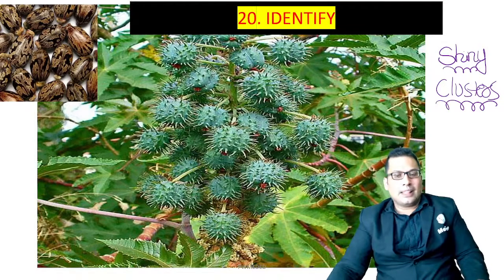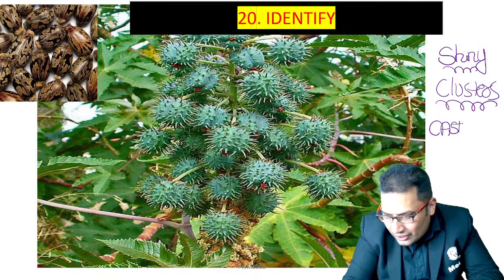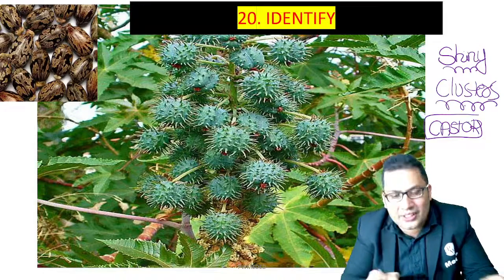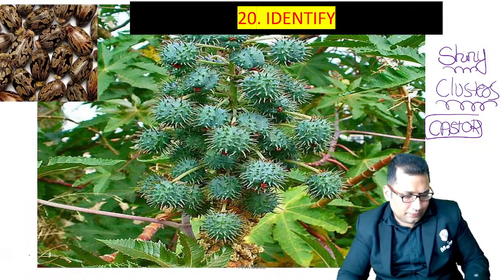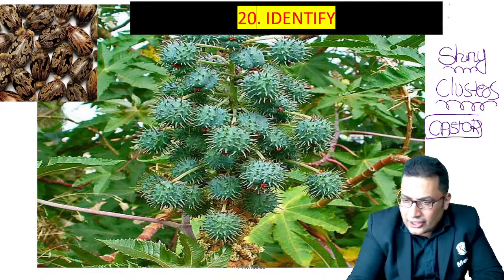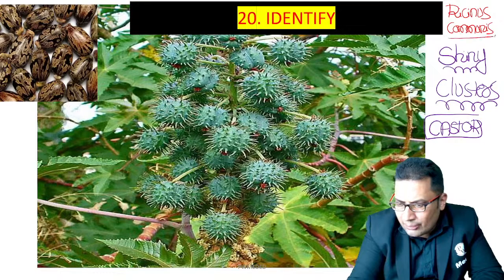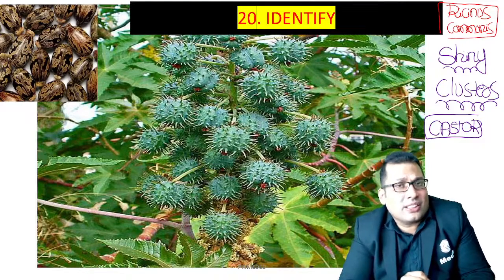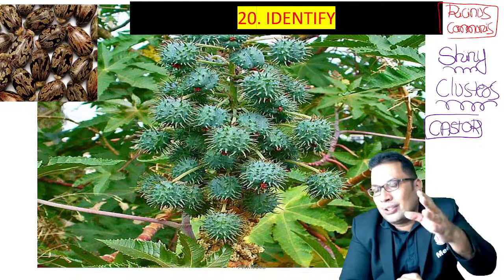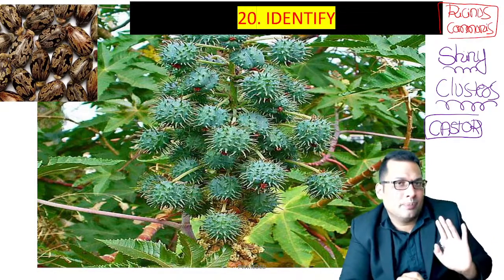So this is nothing but your castor plant, Ricinus communis. Ricinus communis inhibits protein synthesis. It causes death of the person in 3 to 4 days. The question can be asked, what is the fatal period? 3 to 4 days. Fatal dosage, 10 seeds.